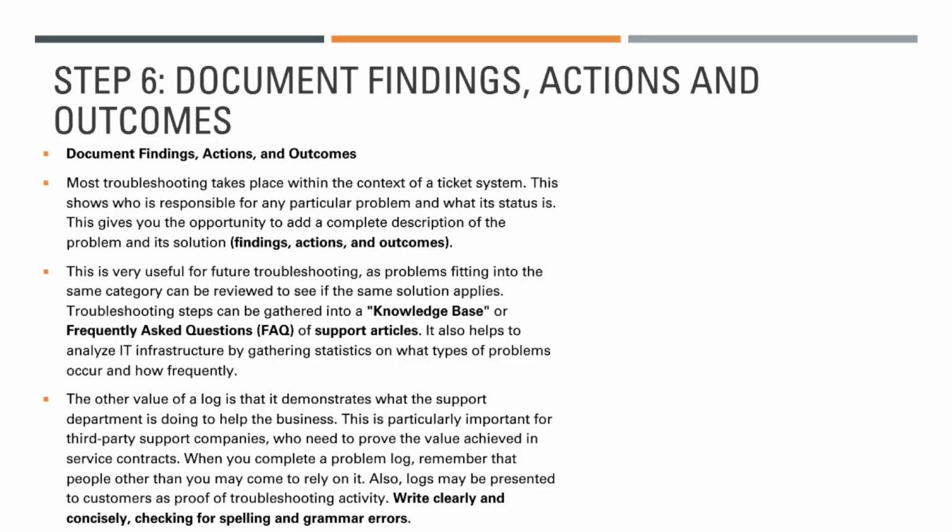Step 6. Document findings, actions, and outcomes. Most troubleshooting takes place within the context of a ticket system. This shows who is responsible for any particular problem and what its status is. This gives you the opportunity to add a complete description of the problem and its solutions, findings, actions, and outcomes. This is very useful for troubleshooting, as problems fitting into the same category can be reviewed to see if the same solution applies. Troubleshooting steps can be gathered into a knowledge base or frequently asked questions (FAQ) of support articles.